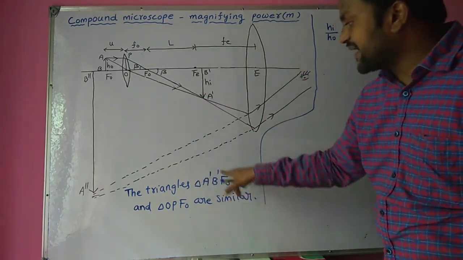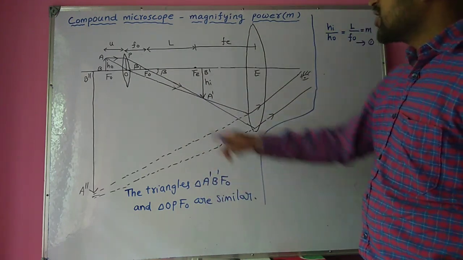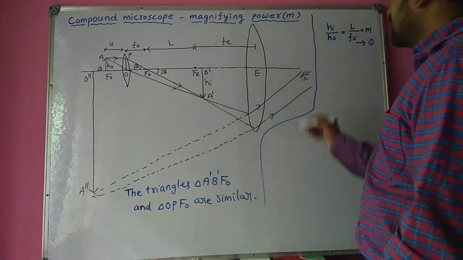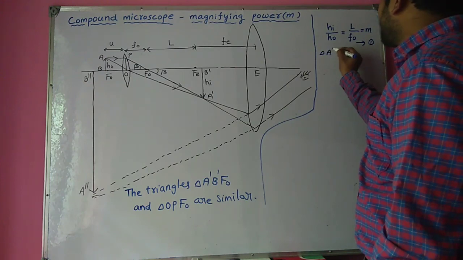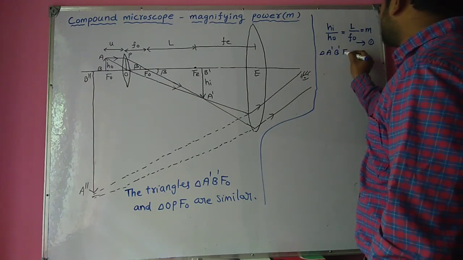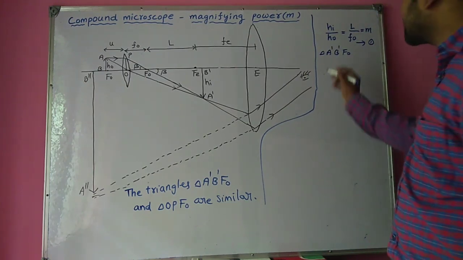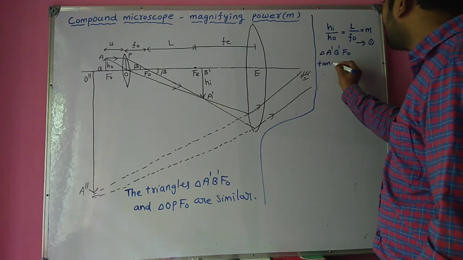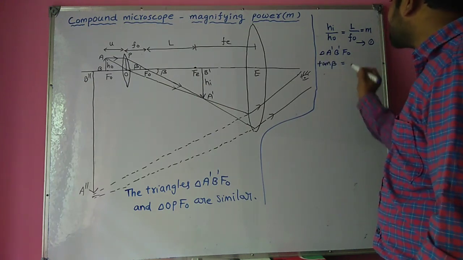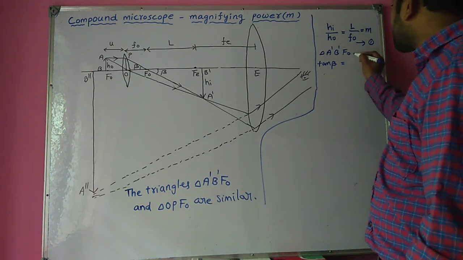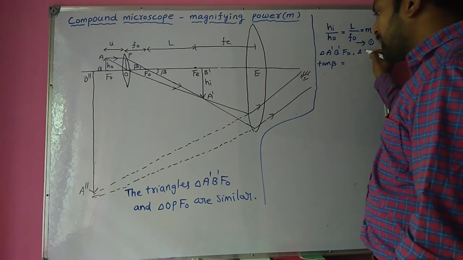Next, let us consider the angles for these same triangles. For the triangle A dash B dash FO, let us take tan beta. Tan beta is equal to, and for these triangles, next, another triangle OPFO.